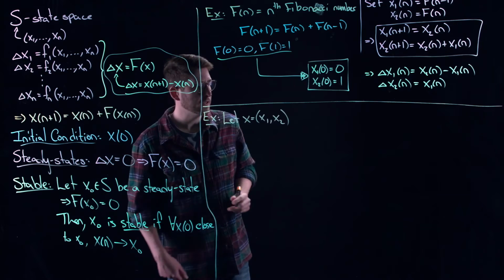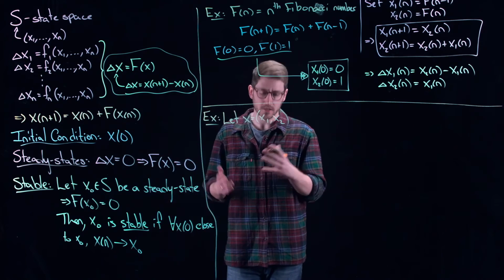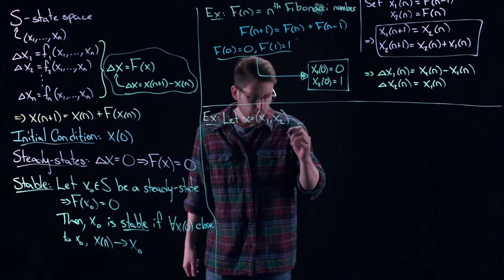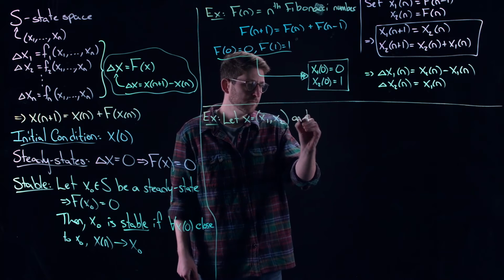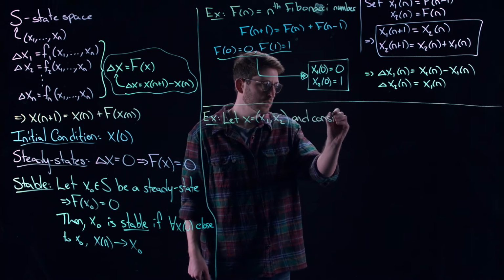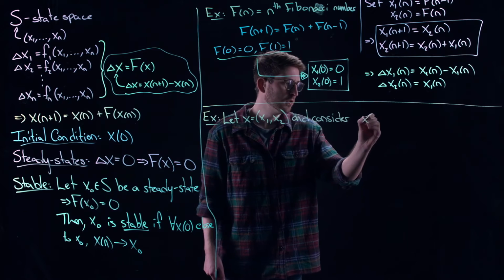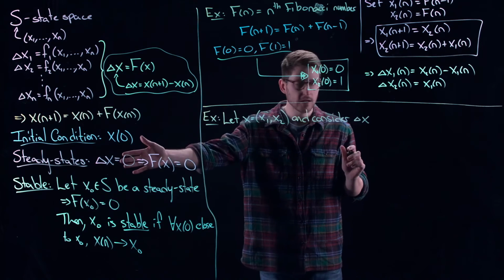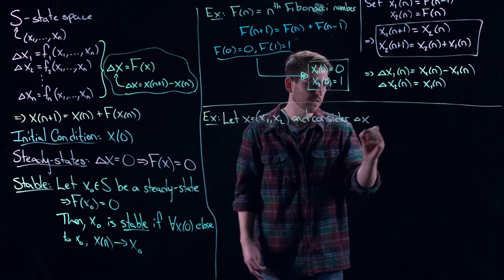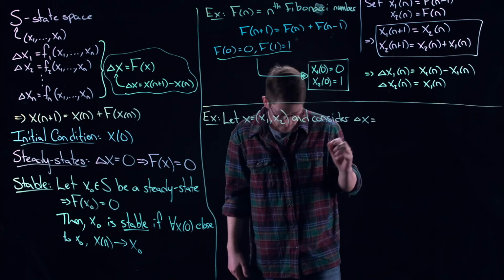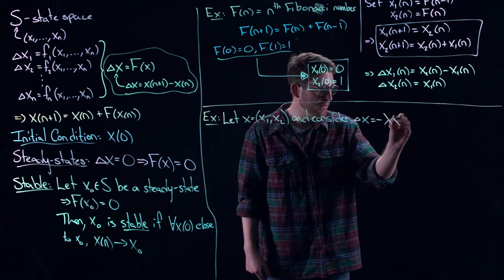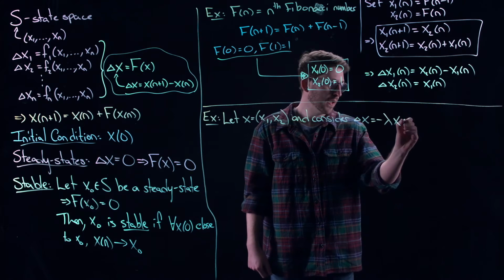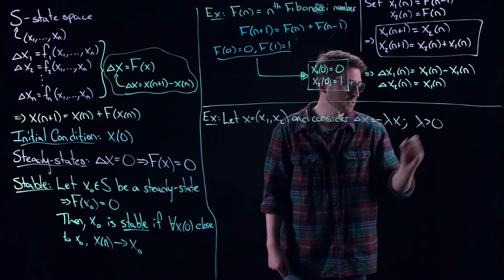So let's consider a 2-dimensional system, x1 and x2, and consider a very, very simple system. The change in x, again written in vector notation to abide by what I have right here, is equal to minus lambda of x, okay? And in this case, lambda is a positive number.